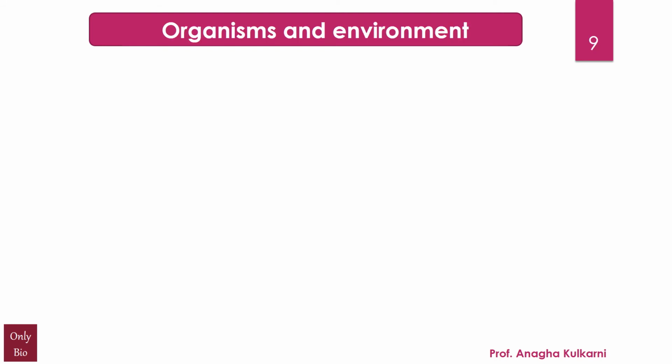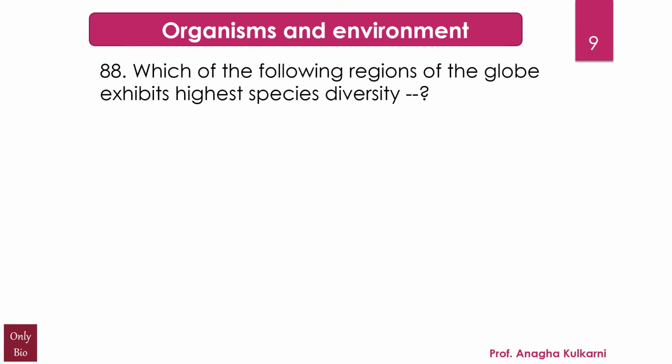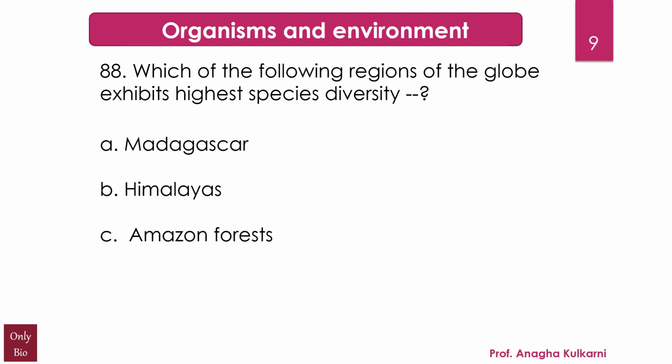This question relates with the chapter organisms and environment. The question is, which of the following regions of the globe exhibit highest species diversity? A. Madagascar, B. Himalayas, C. Amazon forests, and D. Western Ghats of India. And the correct answer for this question is C.